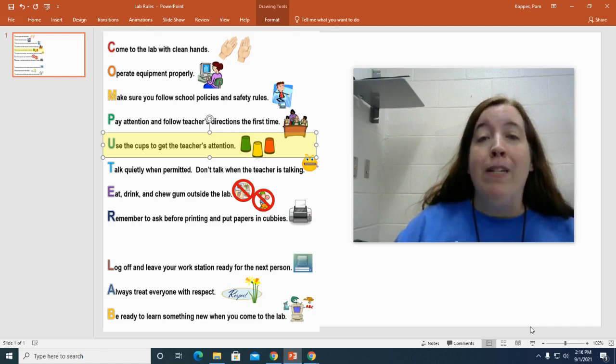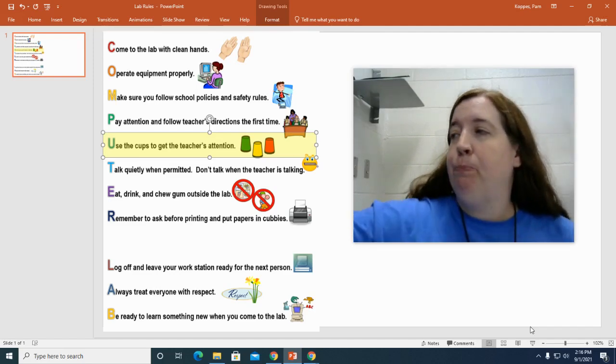If you are going to be sick or if bodily fluids are going to escape your body, please come to me, tell me so that I can get you the help you need right away and you will not have an accident in my room.